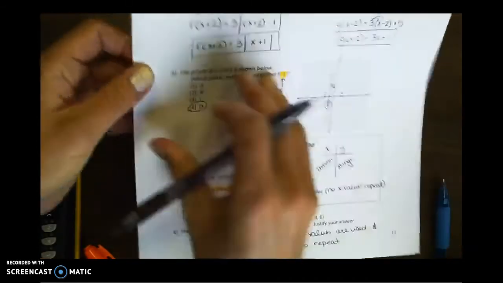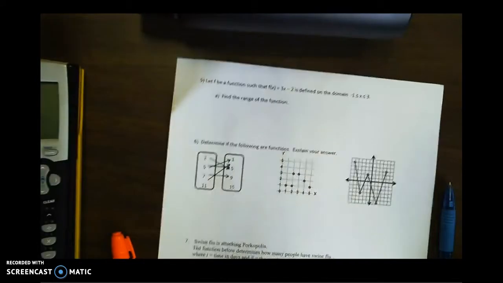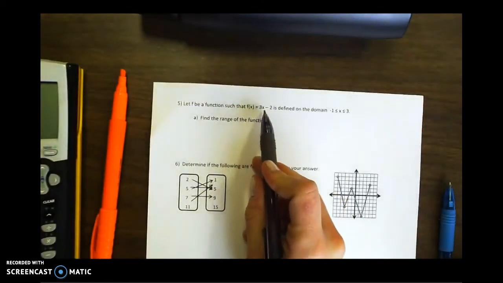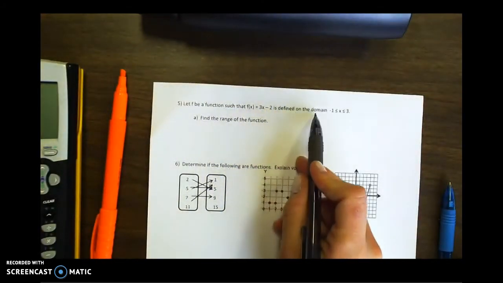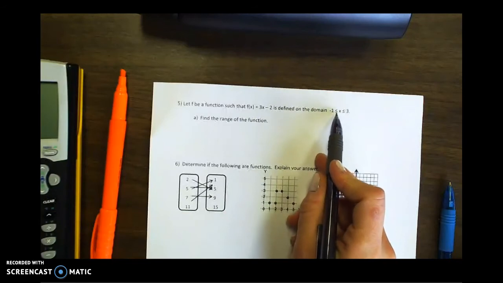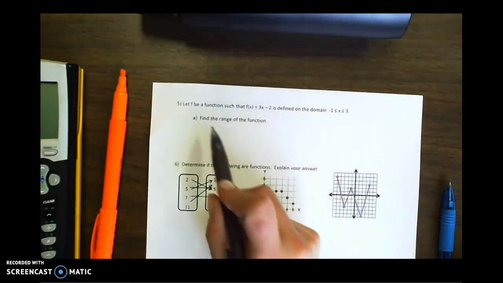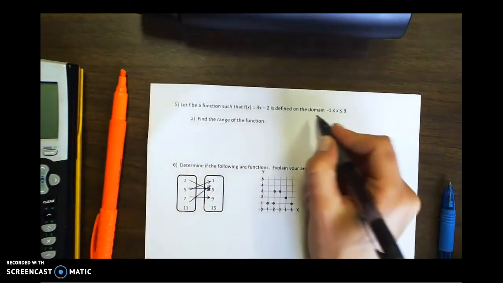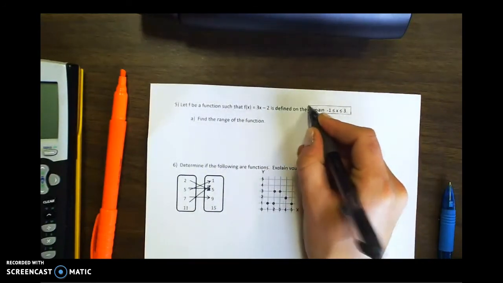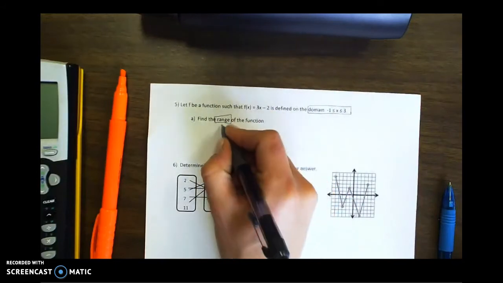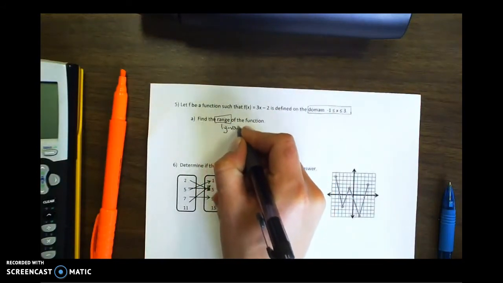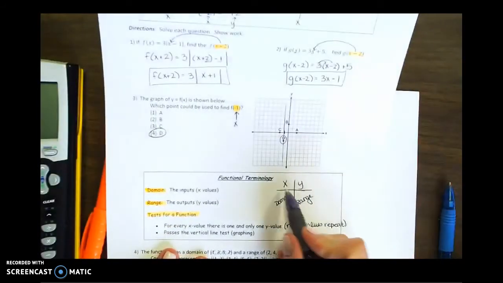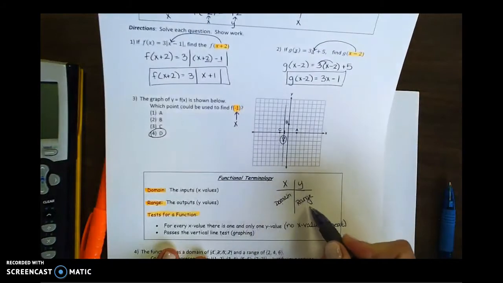All right, let's take a look at our next example. Number 5, let f be a function such that f of x equals 3x minus 2. It is defined in the domain from -1 is less than or equal to x, which is less than or equal to 3. Find the range of the function. All right, so they're giving us the domain, the x values. They want us to find the range, which is going to be our y values. Well, remember for what we talked about before over here, your domain is your x's, your range is your y's.